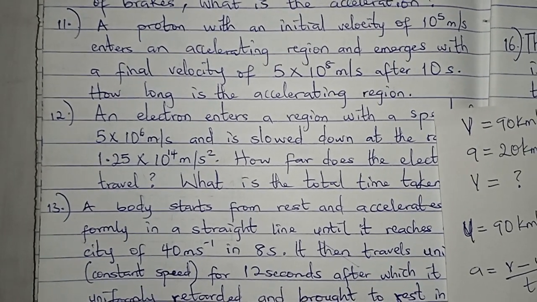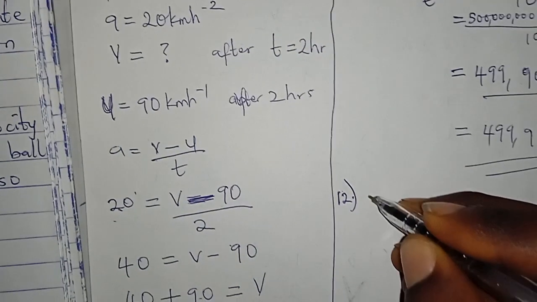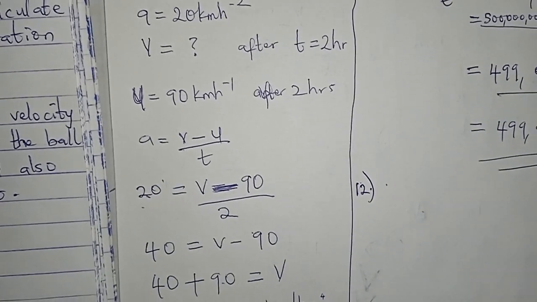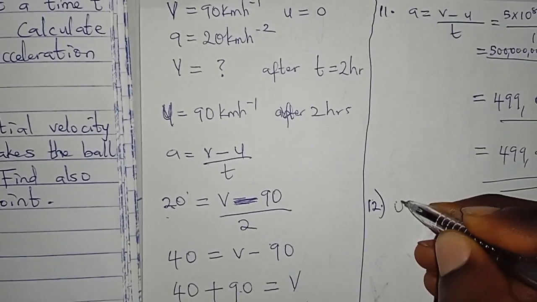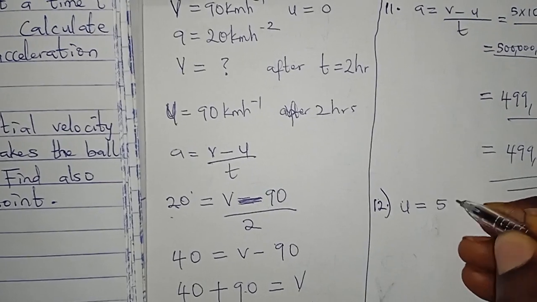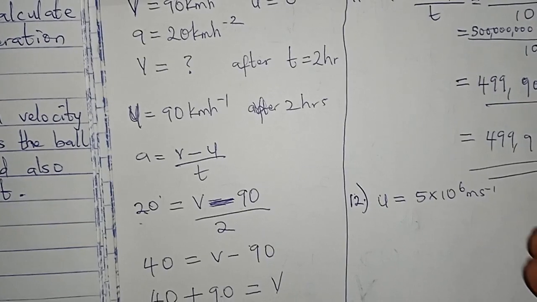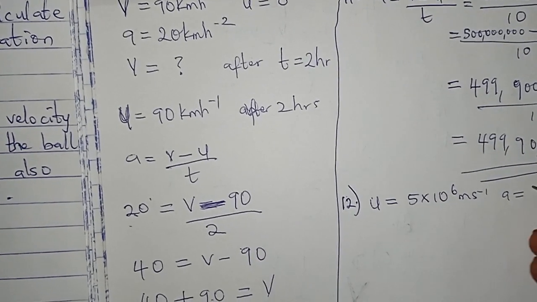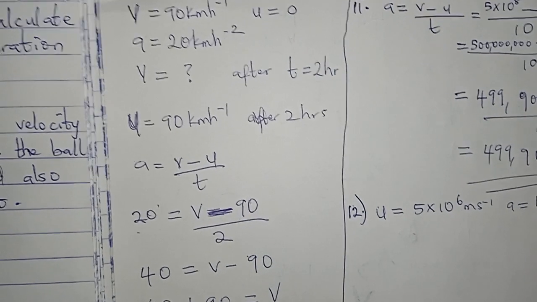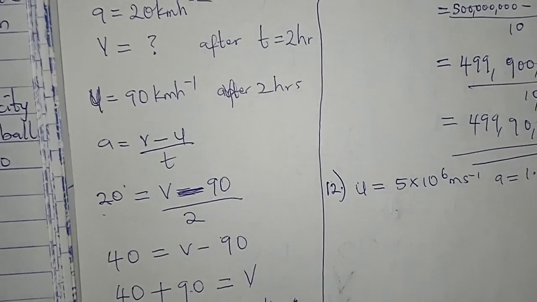So question 12. An electron enters a region with a speed of u equal to 5 times 10 raised to the power 6 meters per second, and is slowed down at a rate a equal to 1.25 times 10 raised to the power 14 meters per second squared.